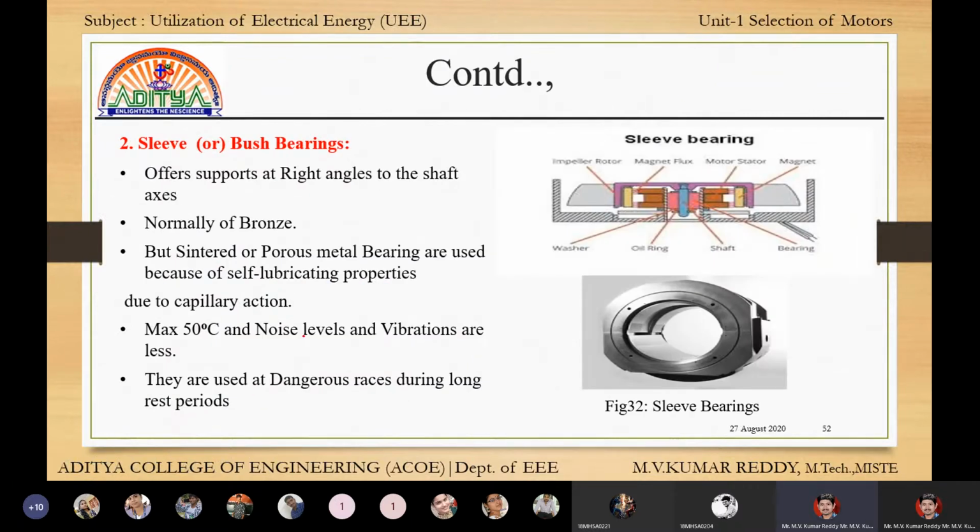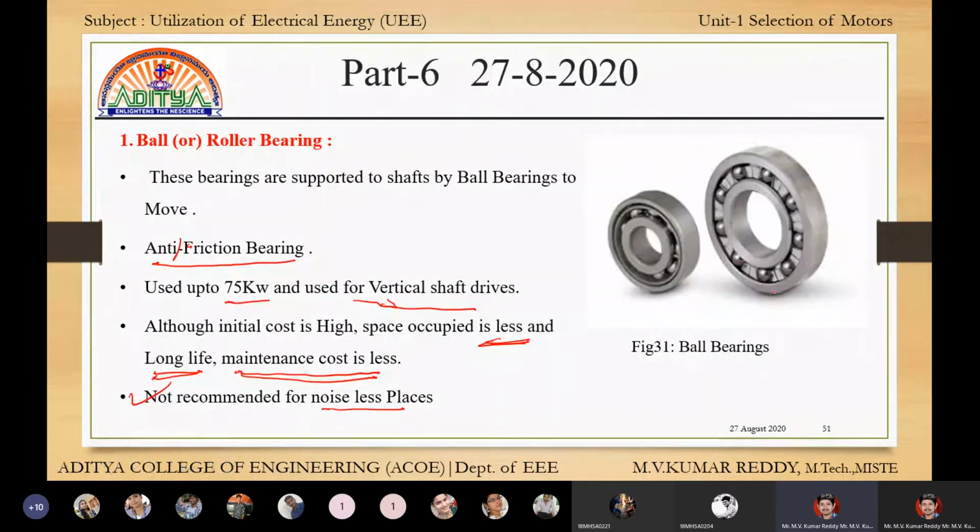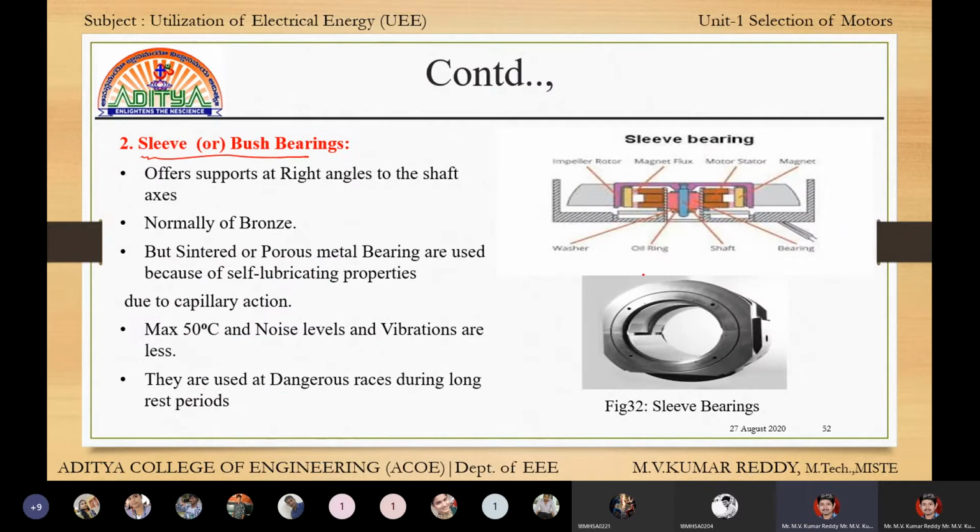Next one is the sleeve type. Sleeve types are bush rings. That means in these bearings, if the balls are removed, only the outer part and inner part will appear. This is called a sleeve. See here in this diagram, there are no balls in between.